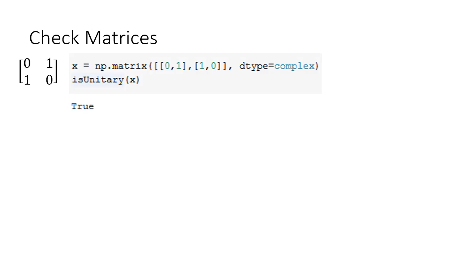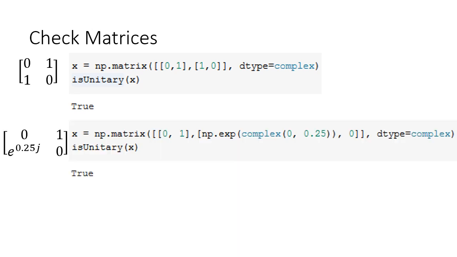Let's try to use the function on some matrices. For example, 0, 1, 1, 0, this matrix can be defined in NumPy using np.matrix. And then we can use this unitary function on X to check whether it's unitary or not. The returned result is true.